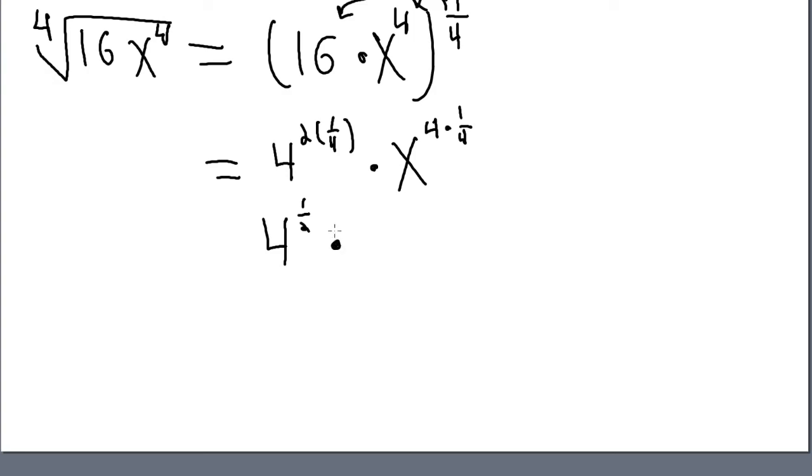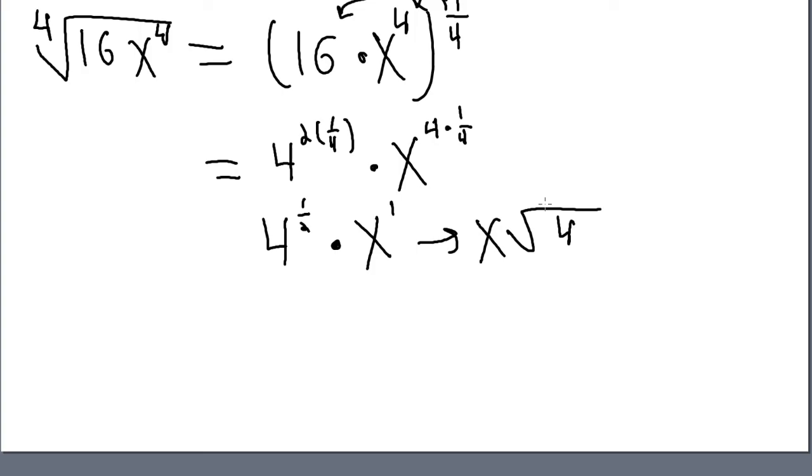And x, well, x to the 4th times 1/4, 4 times 1/4 is the same thing as 4 over 4, which is just 1. And anything raised to the 1st power is just going to be itself, so that's going to stay as x. But the 4 to the 1/2 power, well, 1/2 is the same thing as the square root. So this would be 4, the square root of 4.